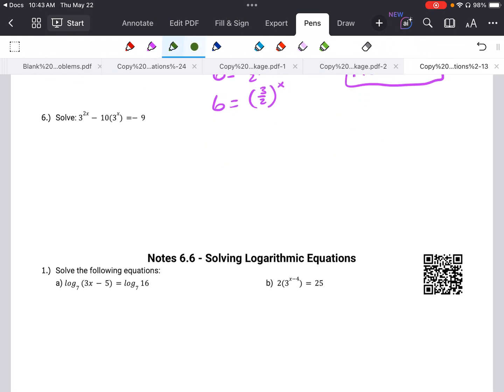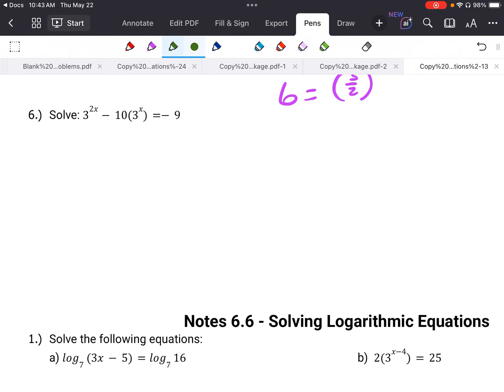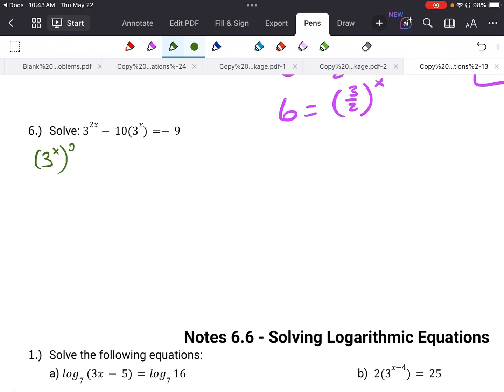Okay, last one. Solve 3 to the power 2x minus 10 times 3 to the power x equals negative 9. First thing we're going to do here is separate that first base of 3, and let's say that it's 3 to the power x, to the power 2. Our power law is multiply the exponents inside and outside, so we just undid that. And why did we undo that? Because now we can see our brackets, let's move that 9 over, are the same.